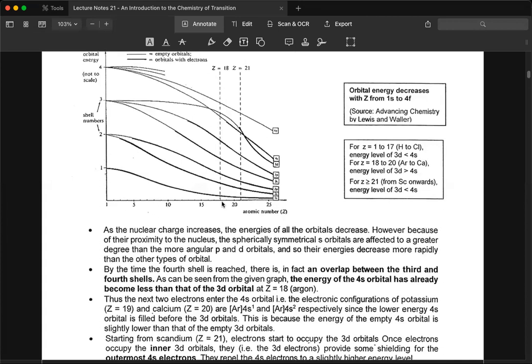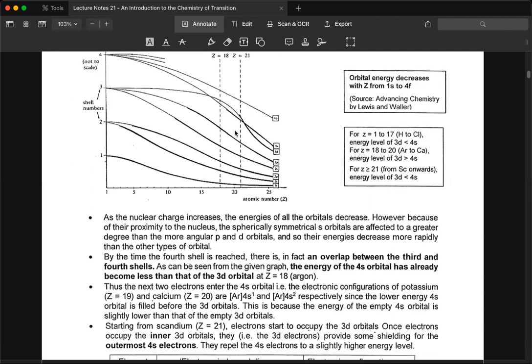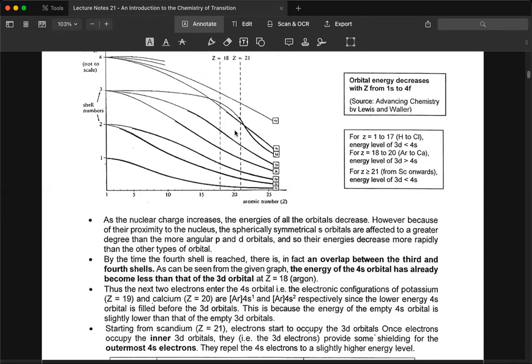By the time the fourth shell is reached, there's in fact an overlap between the third and fourth shell. As observed from the above graph, the energy of the 4s orbital has become even less than the 3d orbital. For example, argon. Then the next 2 electrons enter the 4s orbital. That is the electronic configuration of potassium and calcium, which are 4s1 and 4s2 respectively.